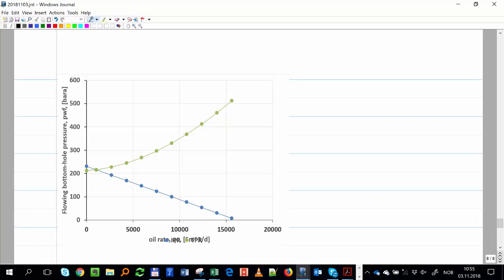Now I ask you something. What happens if we want to deliver now, let's say, this rate, 2,500 standard cubic meter per day. That's about like 13,000 barrels. Okay, this is an offshore field. So a rate of 10,000 barrels is not uncommon. Okay, it's like a good producer. If I want to produce with 13,000, can I do it?